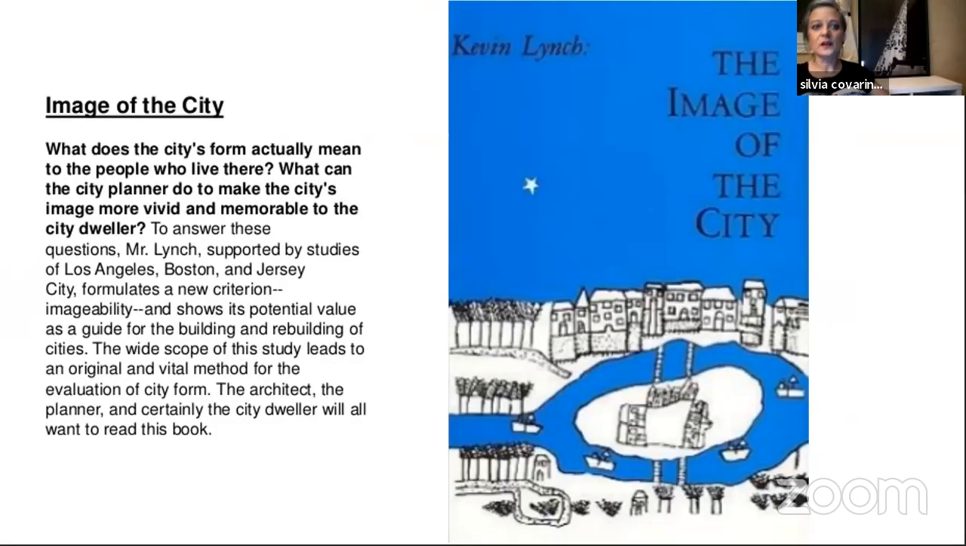Image of the City: what does the city form actually mean to the people who live there? What can the city planner do to make the city image more vivid and memorable for the city dweller?